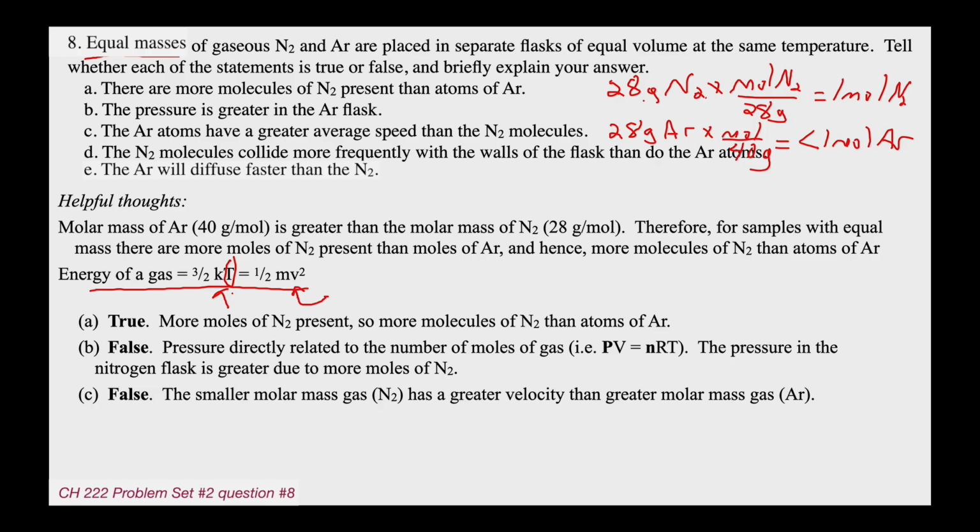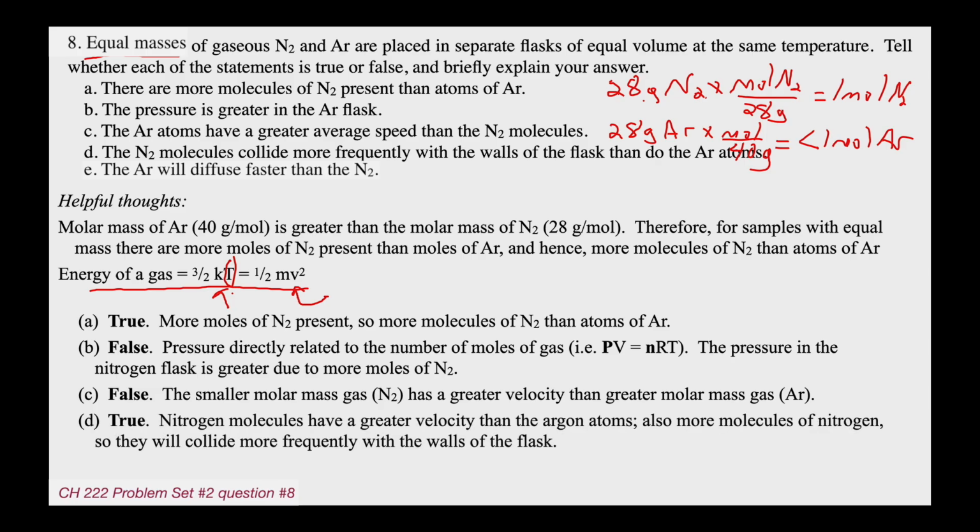D, the N2 molecules collide more frequently with the walls of the flask than do the argon atoms. I kind of covered up the atoms part there. Sorry about that. This part here has to do with number of molecules, because if it collides with the walls of the flask, that's the pressure. That's another term for saying pressure. And we already saw that higher pressure comes from higher moles, which is N2. So because we have more molecules of N2, they're more likely to run into the walls of the flask than the argon, because there's just less molecules there. So true, the last one's true.